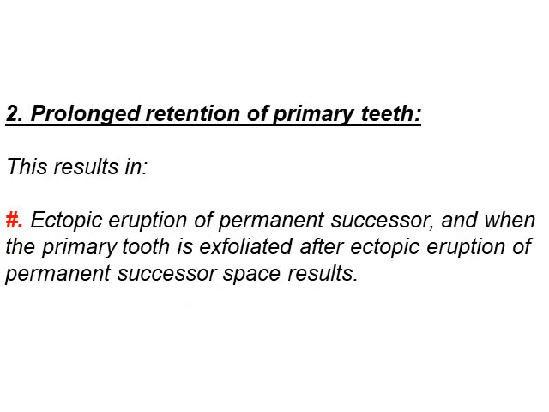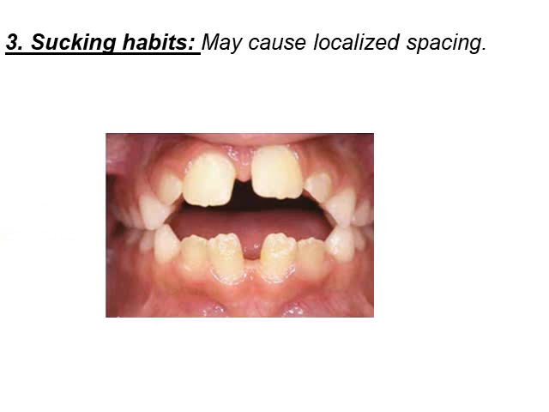D, prolonged retention of primary teeth. This results in ectopic eruption of the permanent successor, and when the primary tooth is exfoliated after ectopic eruption of the permanent successor, space results. E, sucking habit may cause localized spacing, so the habit can cause both generalized and localized spacing.